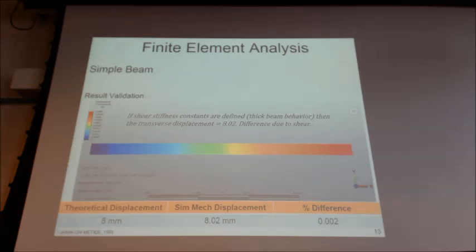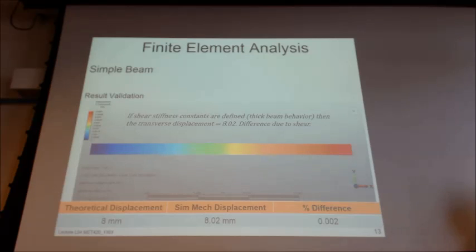So we've constrained the far end. We put an axial load of 1,000 newtons on the other end, and when we deflect it or get the results from Sim Mechanical, our theoretical solution is 8 millimeters. That's for thin beam theory. That was our PL over AE.